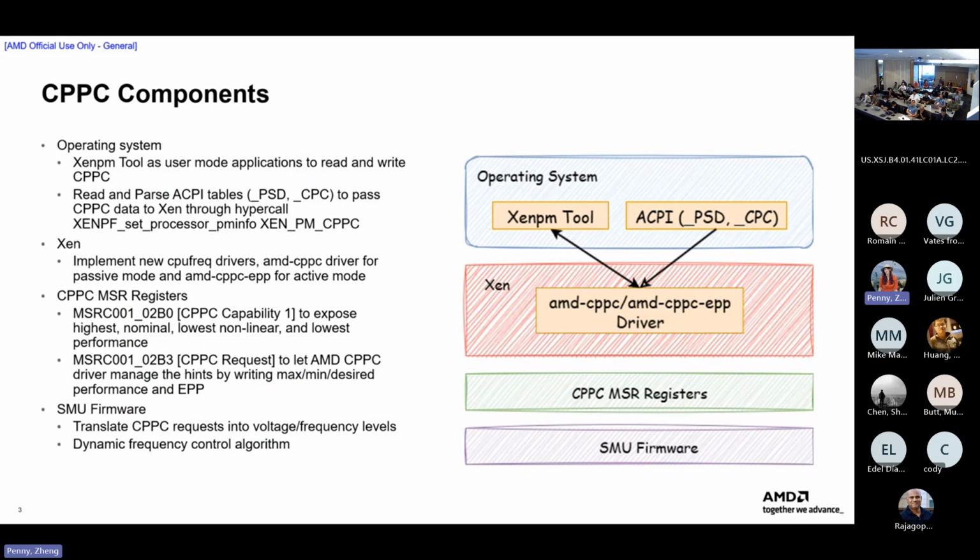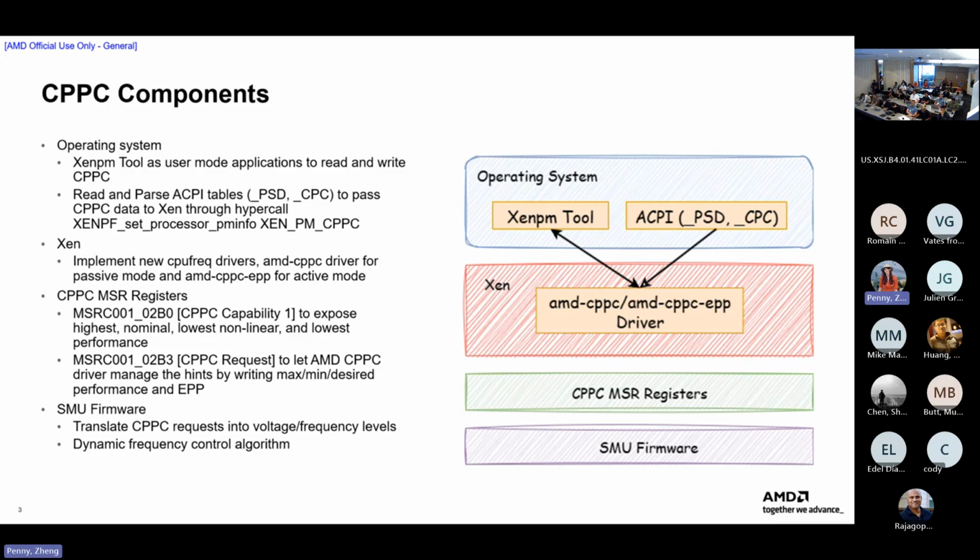Above the CPPC MSR layer is the Xen driver. As CPPC could run in two different modes, passive mode and active mode, we need to implement two different new CPU frequency drivers: amd-cppc driver for the passive mode, and amd-cppc EPP for active mode. Finally, at the topmost layer is the operating system and user space.